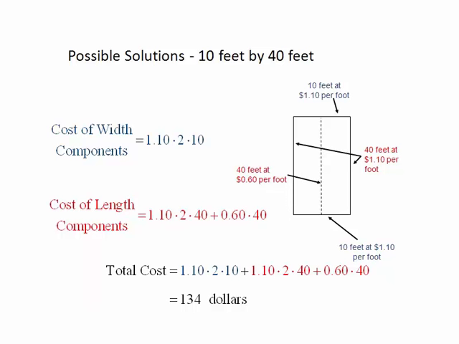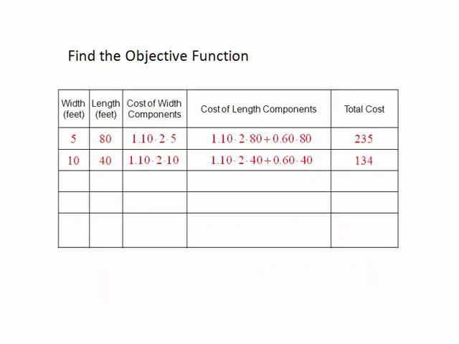This is a lower cost than the previous enclosure, which is good, but we don't know if these dimensions minimize the costs. These 2 examples help us to establish the patterns in the objective function for this problem. List those results in a table with the width, length, the cost of the width, the cost of the length, and the total cost. This table can be on paper or in Excel.